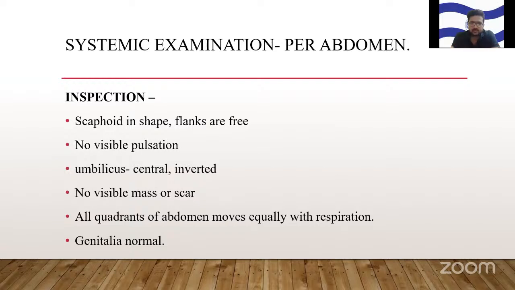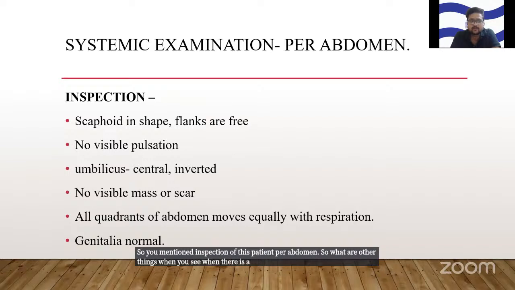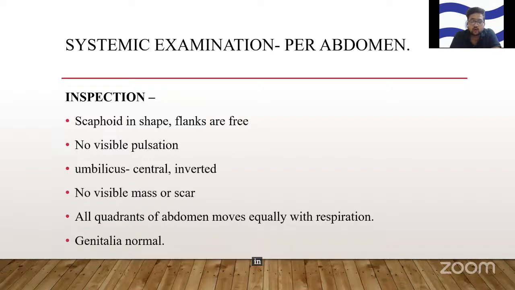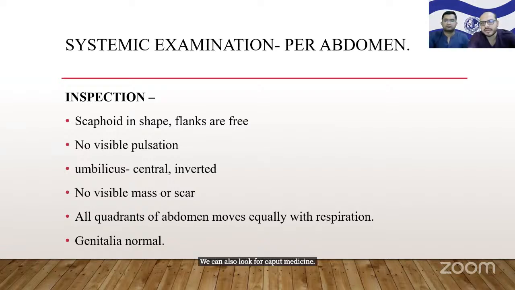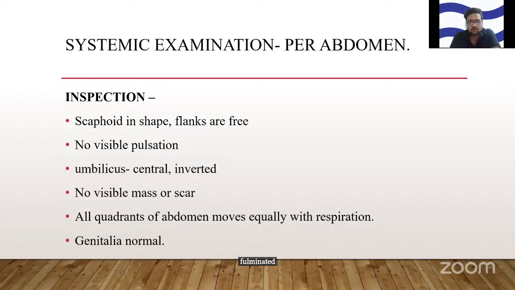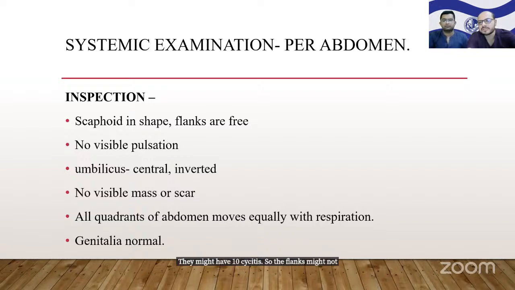So you mentioned inspection of this patient's abdomen. What other things do you look for in inspection when there is fulminant liver failure? What all do you look for? We can also look for caput medusae, spider nevi, and any visible pulsations, sir. And there may be distension. In fulminant hepatic failure, they might have tense ascites, so the flanks might not be free in that condition.